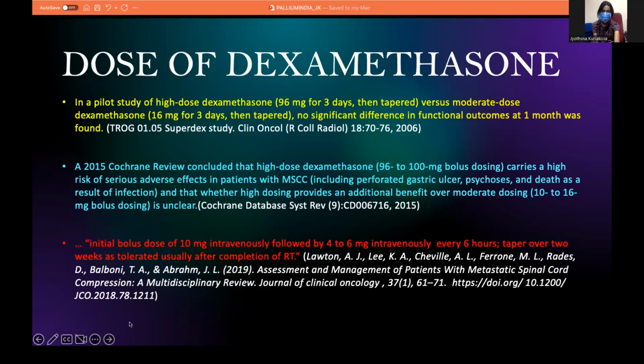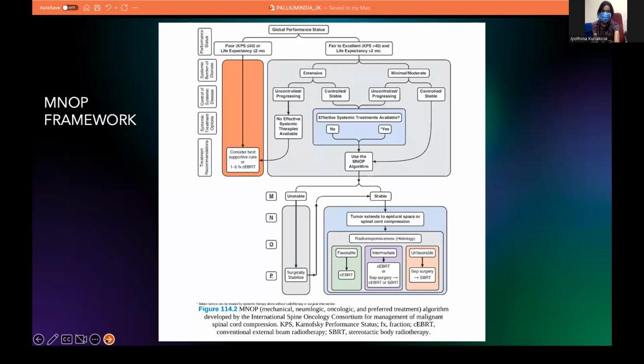According to settings, this initial bolus dose differed. The US guidelines and some Indian settings give a 10 milligram IV bolus followed by 4 to 6 milligram IV every 6 hours. But the UK guidelines still continue with a 16 milligram IV bolus followed by 4 to 6 milligram IV every 6 hours. Usually it is tapered over 2 weeks as tolerated, usually after the completion of radiotherapy. Now, this is one of the algorithms that will help guide us on whom to refer to, and what is the ideal treatment that suits this patient.